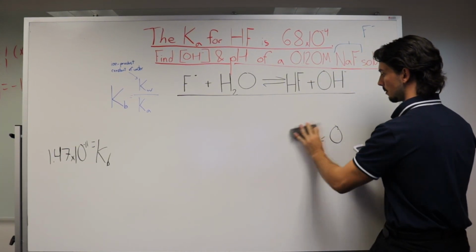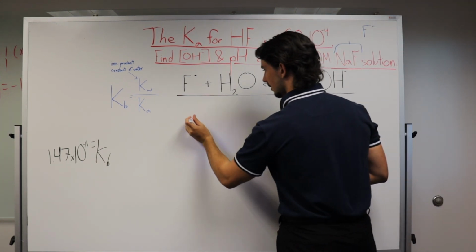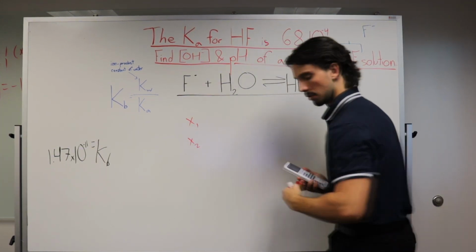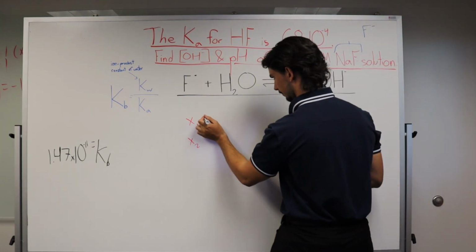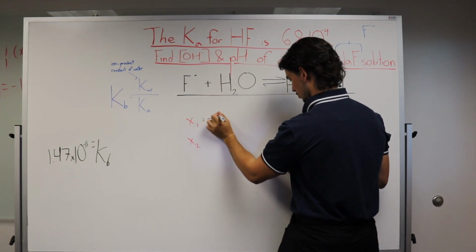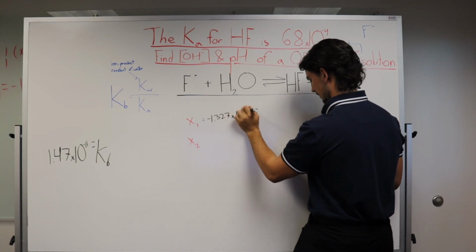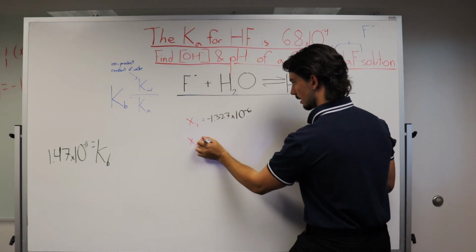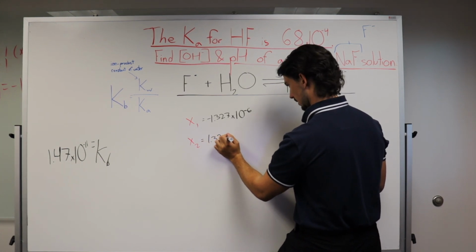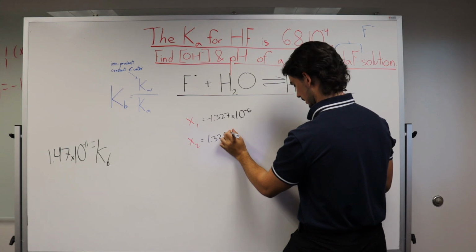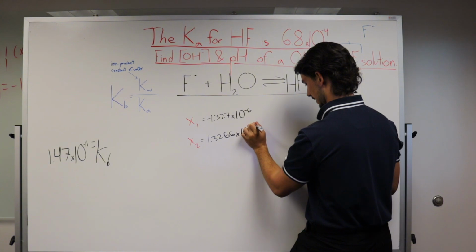And when we put that into the formula, it's going to give us two answers. The first one is negative 1.327 times 10 to the negative 6. And the second one is 1.3266 times 10 to the negative 6.